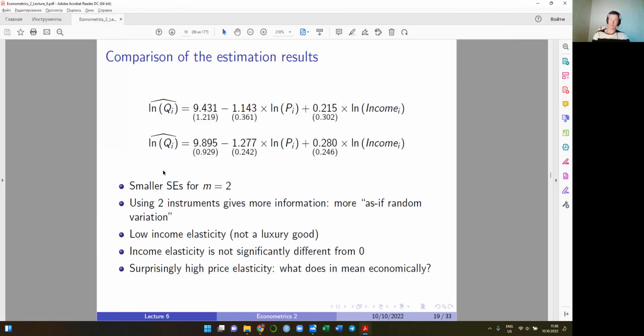It's still not clear. We still have some room for discussion. Is this a correct estimate of a causal effect? But this is a nice observation, because we have something which contradicts the economic theory.